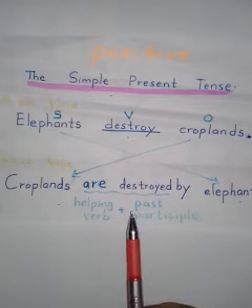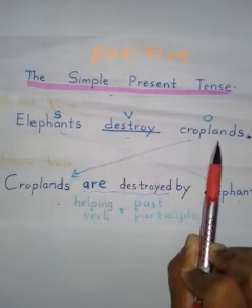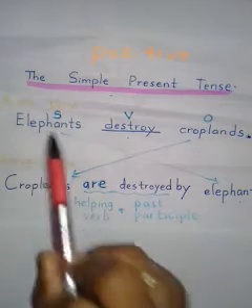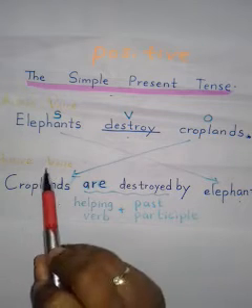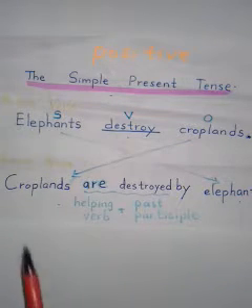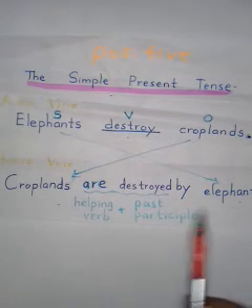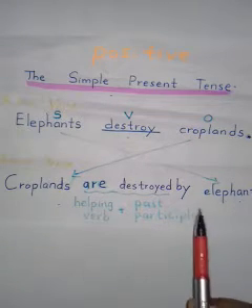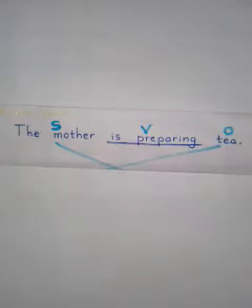Now let's look at the meanings. Elephants destroy croplands. That is the active voice sentence. අලීන් විනාශ කරනවා වගා භූමි. The passive voice is croplands are destroyed by elephants. වගා භූමි විනාශ කෙරෙනවා අලීන් විසින්. Now let's look at another tense.